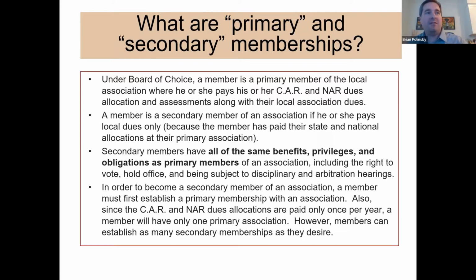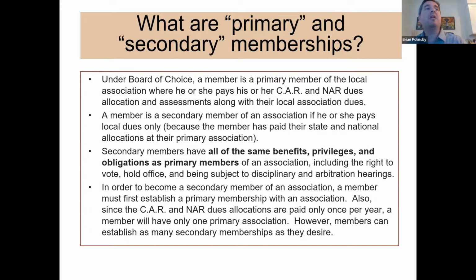So what does that mean? Number one, they have the right to vote in association elections. Number two, they have the right to hold office. Secondary members do have the right to hold any office in the local association. I'll hear all the time from associations saying, we kind of want to restrict who can serve as an officer or director, and we want to make sure only primary members do that. Can't do that. According to N.A.R. policy, secondary members also have the right to hold office.